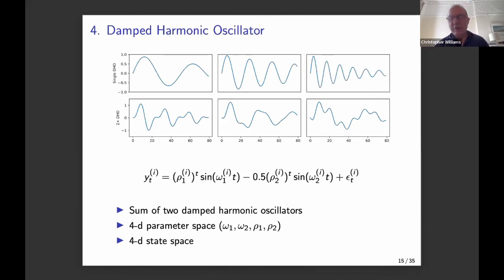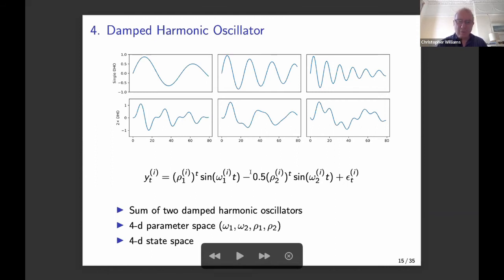Okay, so the first example of this is the damped harmonic oscillator. This is really a toy example to make sure that things were working fine. We might have a single damped harmonic oscillator, as shown on the top, which has a frequency and a decay rate. In the equation below, that's the frequency omega and the decay rate rho. Then we combine two different damped harmonic oscillators, and that can give quite an interesting variety of outputs, as shown in the lower row.